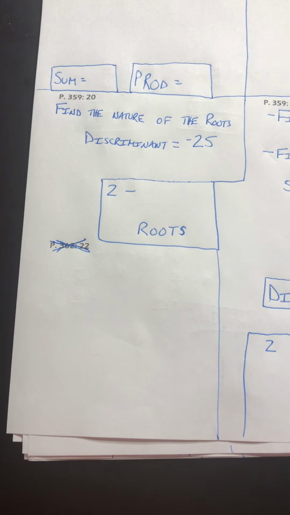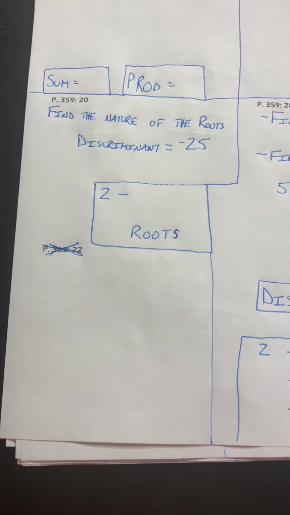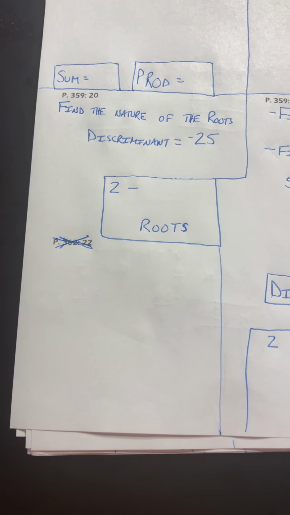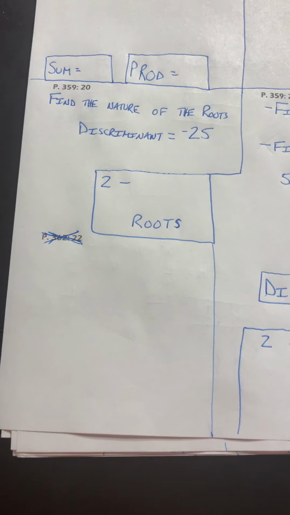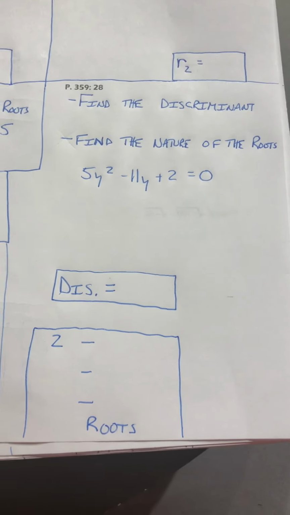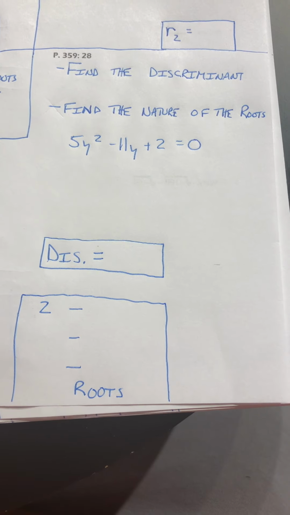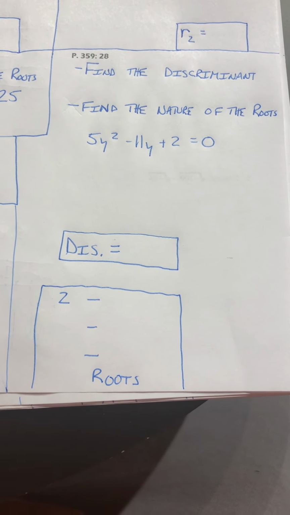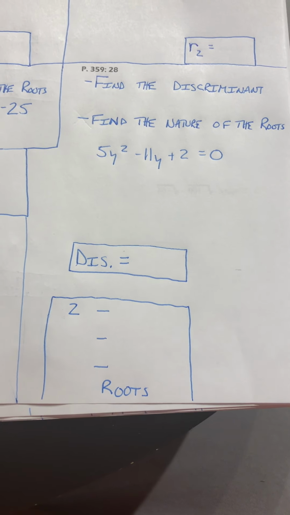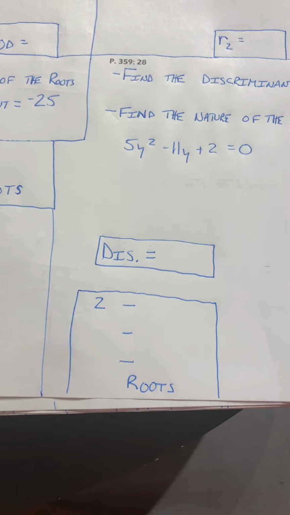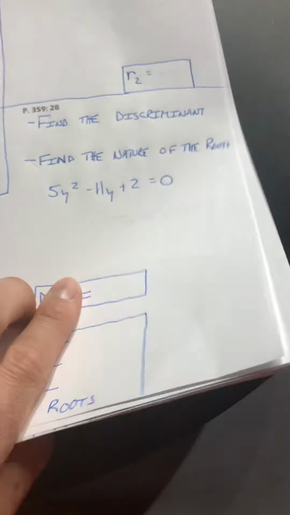Question 3, page 359, number 20. You are finding the nature of the roots given the discriminant is negative 25. You are not going to do page 362, number 22. Page 359, you are going to find the discriminant and then find the nature of the roots given the equation 5y squared minus 11y plus 2. As you can see, the answers are boxed out in the bottom.